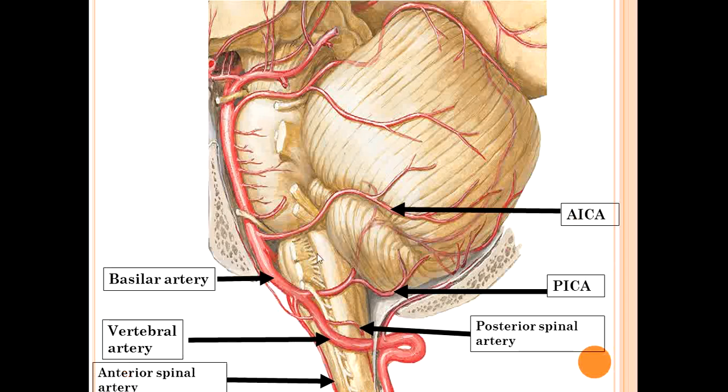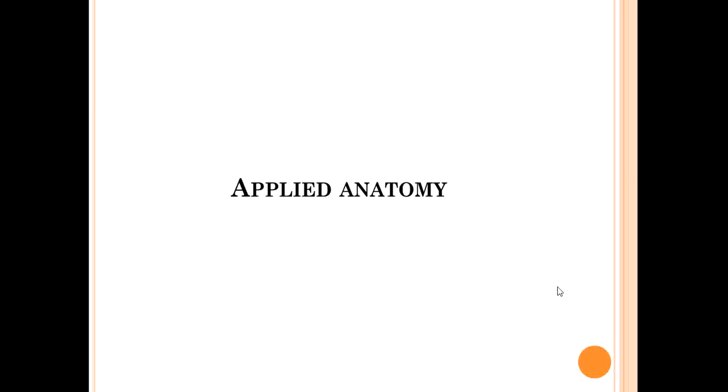So you can see here, this is the basilar artery, which is formed by the two vertebral arteries. This is vertebral artery. This is one of the branches of the basilar artery situated anteriorly, that is known as the anterior spinal artery. This is posterior spinal artery, and these two arteries are going and supplying the cerebellum, so anterior inferior cerebellar artery and posterior inferior cerebellar artery.